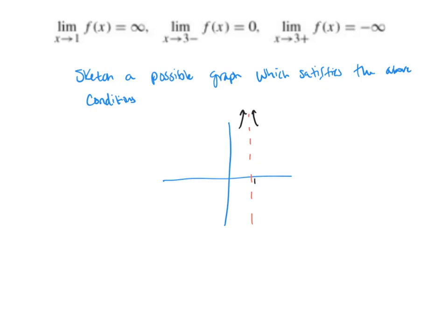3 on the left-hand side goes to 0. 3 on the right-hand side goes to negative infinity. So at 3, I have another vertical asymptote. So to satisfy both of these, 3 on the left goes to 0. I have to have a hole there. 3 on the right is going to negative infinity.